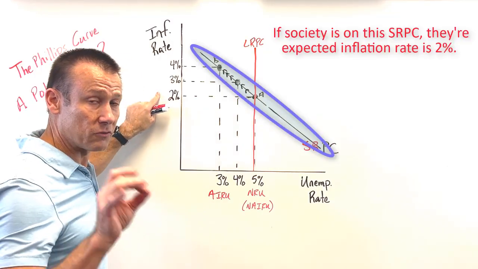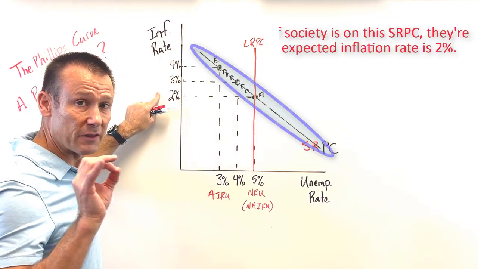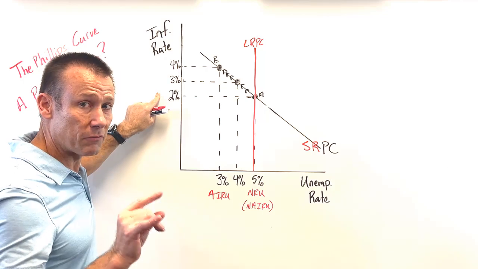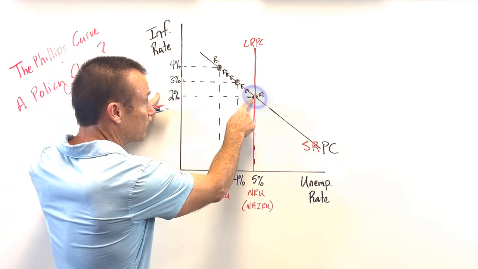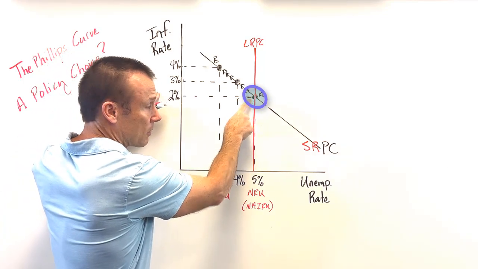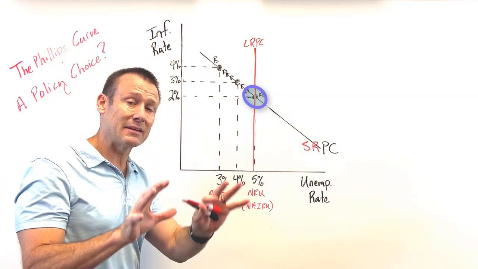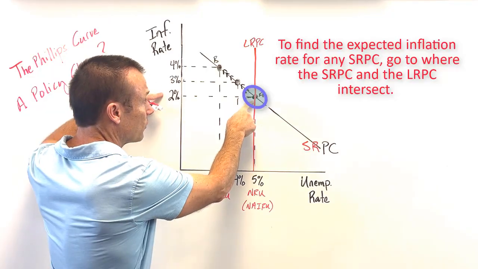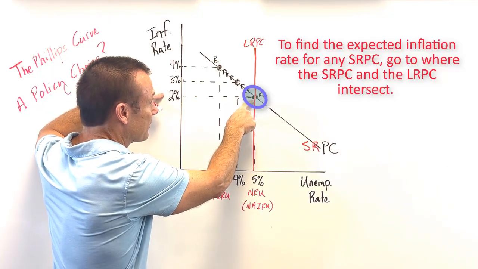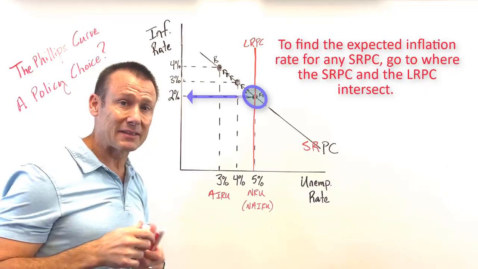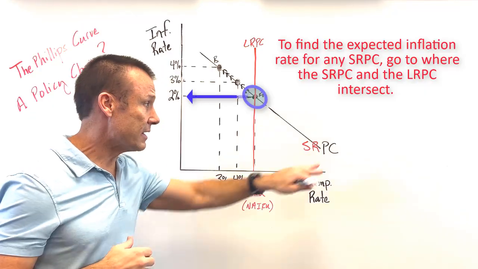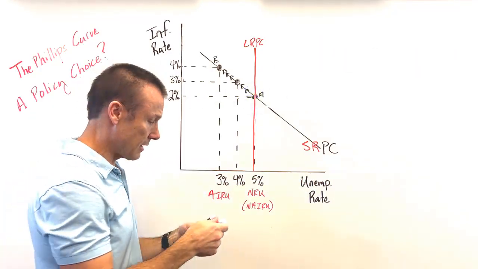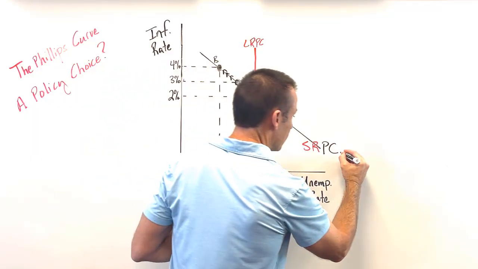Now, how do I find that? So important students know, if you want to find the expected inflation rate for any short run Phillips curve, you just go to the intersection of the LRPC and the SRPC. So it's 2%. In fact, I like to put the expected inflation rate as a subscript to my SRPC. So I'm going to put 2%.